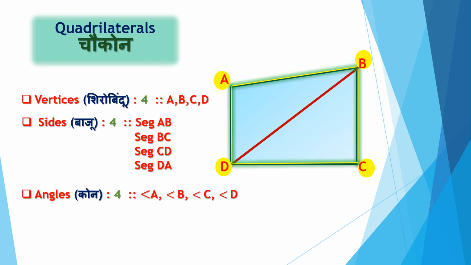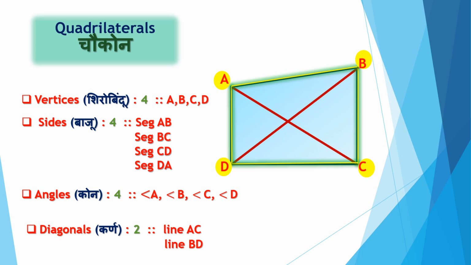When we join vertices B and D, we see a line, and when we join vertices A and C, we see another line. BD and AC are the two diagonals of the quadrilateral, and we all know that the sum of the measures of the angles of a quadrilateral is 360.